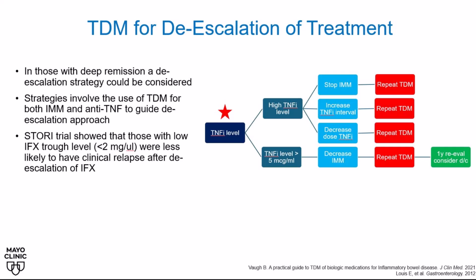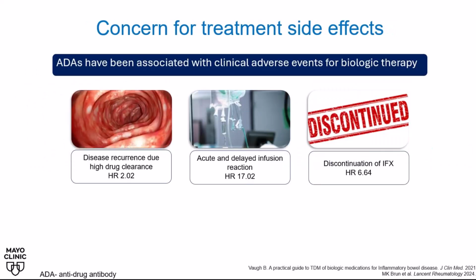But everything requires us to repeat TDM to assess whether or not that patient is able to maintain level and not form an anti-drug antibody. Same thing, if you've got patients with a, quote, adequate level of TNF, maybe you want to decrease their immunomodulator or stop their immunomodulator. But every time you're going to be reassessing their drug level as well as what their disease activity is doing.